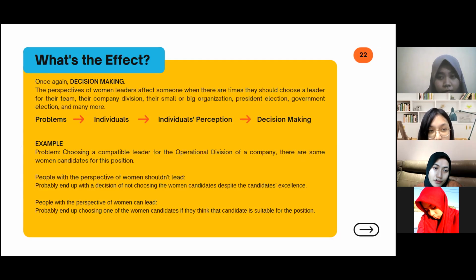So for example, the problem is choosing a compatible leader for the operational division of a company, and there are some women candidates for this position. People with the perspective that women shouldn't lead will probably end up with a decision of not choosing the woman candidates despite the candidates' excellence. Meanwhile, people with the perspective that women can lead will probably end up choosing one of the woman candidates if they think that the candidate is suitable for the position.